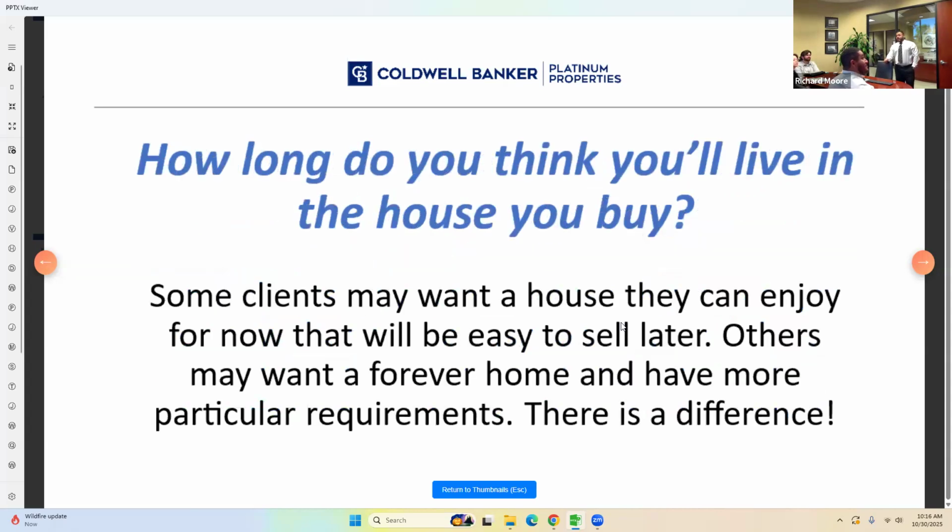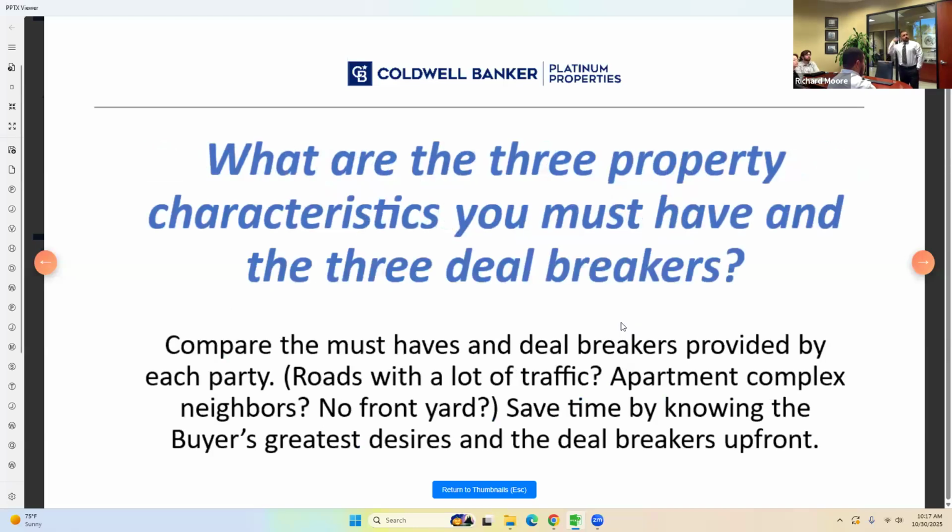Let's see, how long do you think you're gonna live in the house that you're gonna buy? Is this a step-up home? Is this the first time buying a home, and they just wanna live here for a couple of years and use the equity to move into a bigger home? That's usually what people do with their first homes. Or is it a home that you're just gonna live in and raise your kids in as long as you can, and maybe give it to them when you pass?